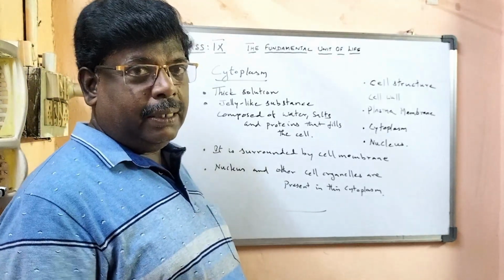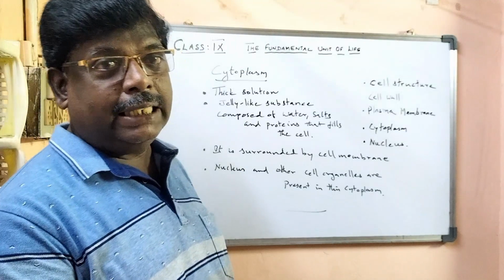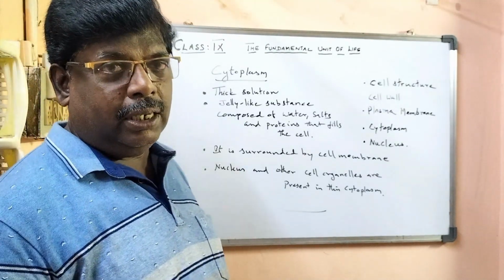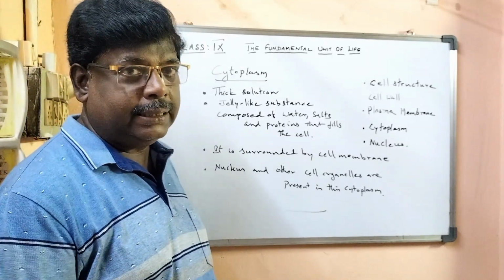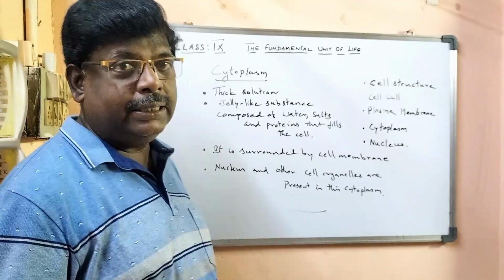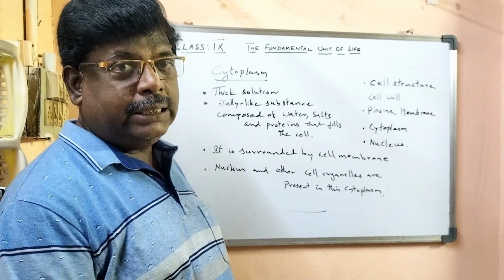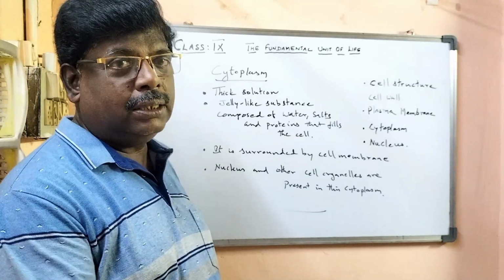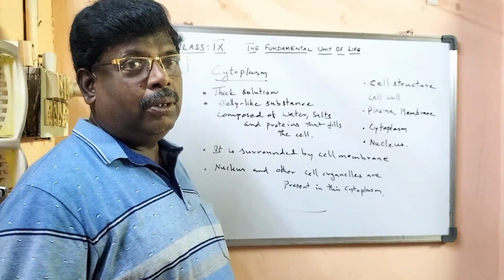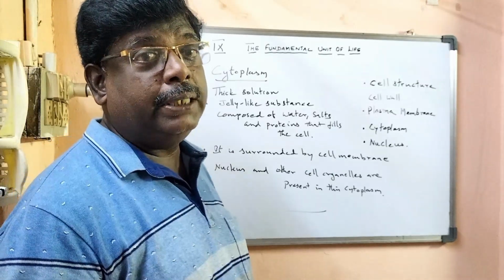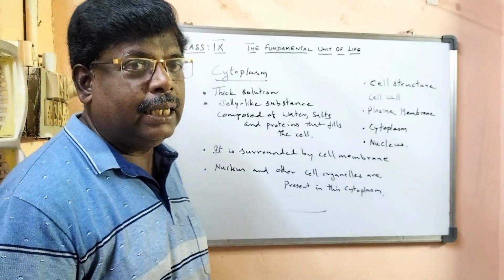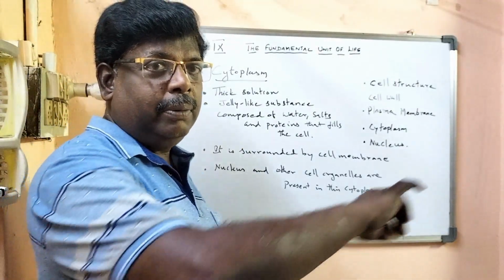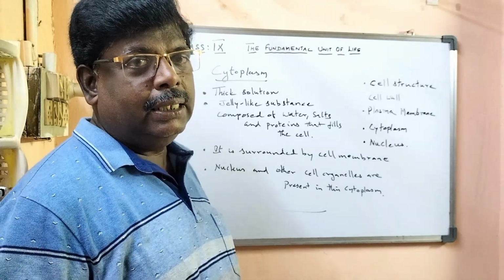And in this cytoplasm, we have the nucleus and various cell organelles present. Cytoplasm is a dense, thick fluid, also known as jelly-like substance. It contains water, salts, and some proteins. And more important are the various components of the cell, like the nucleus and other cell organelles. And this cytoplasm is surrounded by the cell membrane, right?